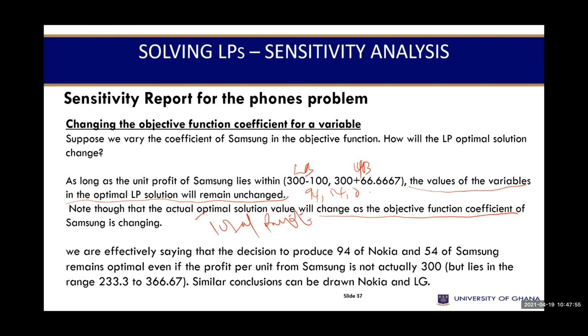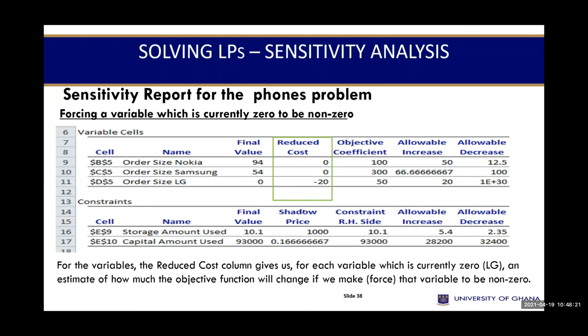We can draw similar conclusions for Nokia and LG. If we are increasing our profit for Samsung by certain values, and it lies between the lower bound and the upper bound, we will conclude to say that our optimal solution will remain unchanged, but the total profit will change.